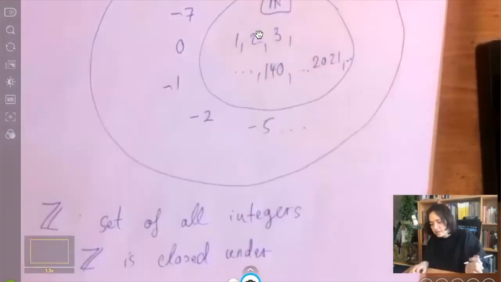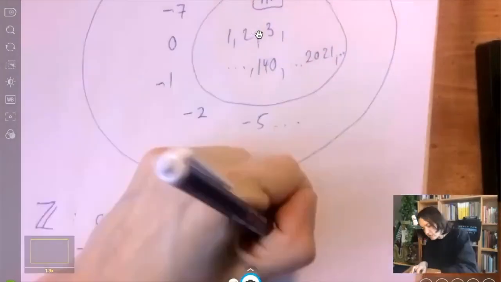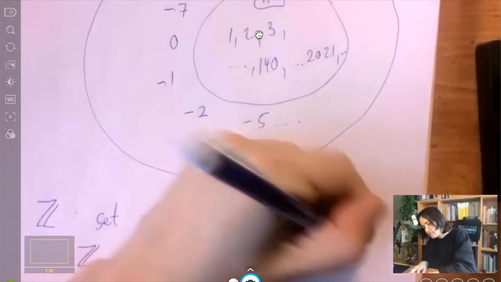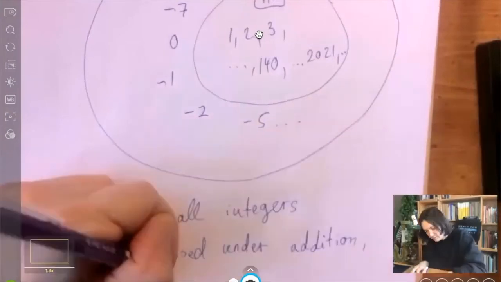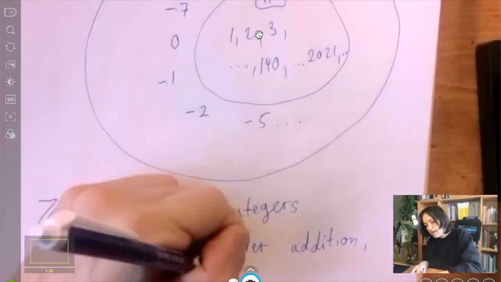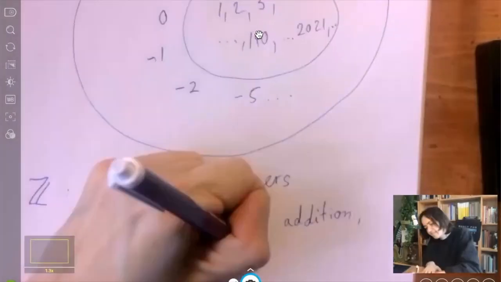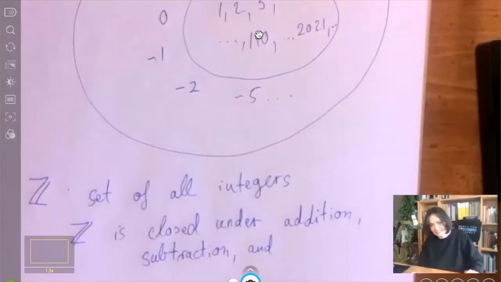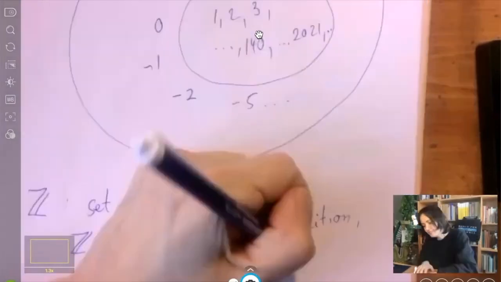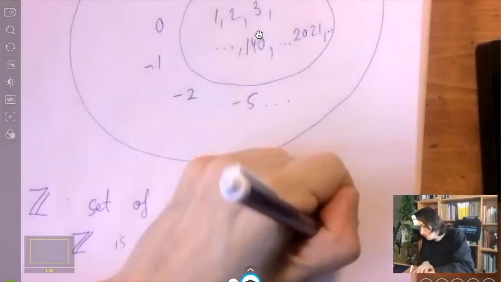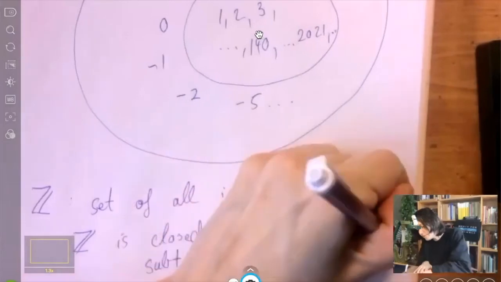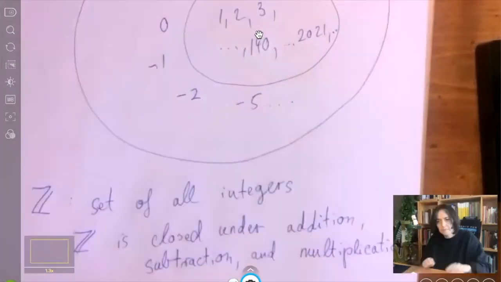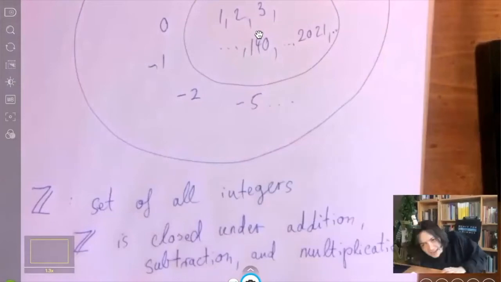Okay. Z is closed under addition, subtraction, and well, there are two other operations. Multiplication and division. Right. Oh, but division misbehaves, right? Exactly.